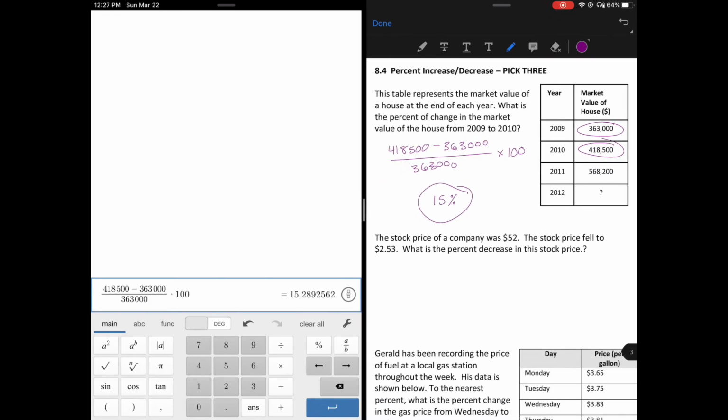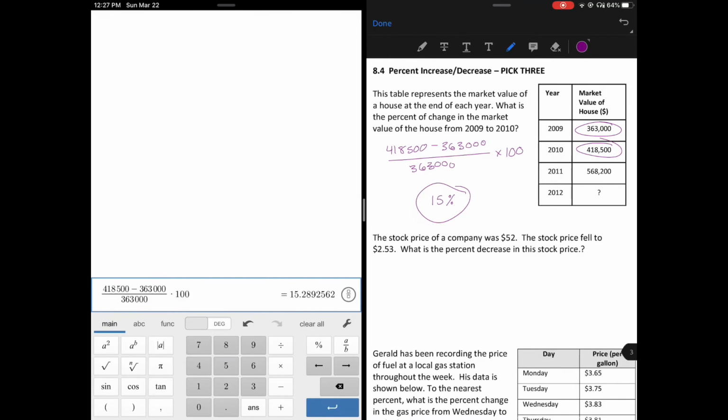For my next problem, the stock price of a company was $52 and it fell to $2.53. What is the percent decrease? So I'll find the difference in those numbers, divide it by the original amount, whatever came first, and multiply it by 100. So 52 minus 2.53 divided by 52 times 100 is 95%.